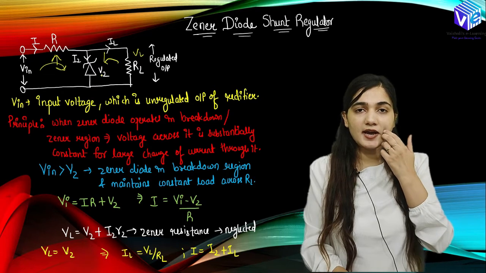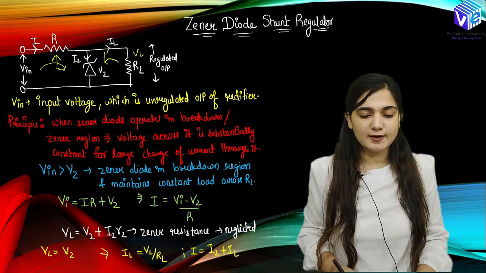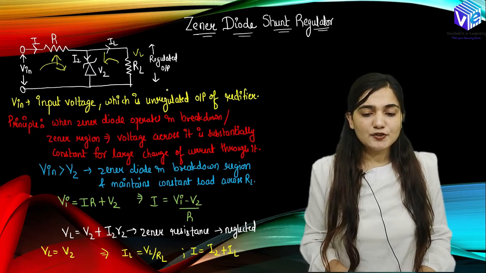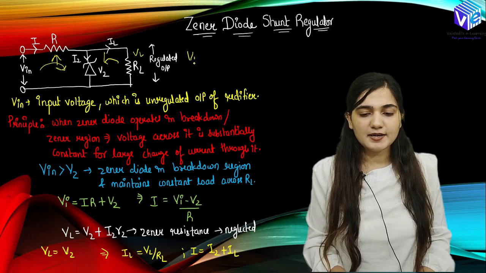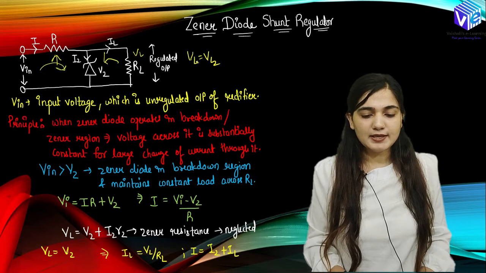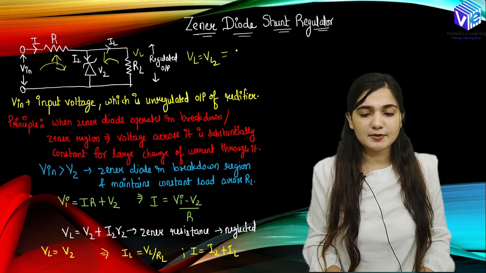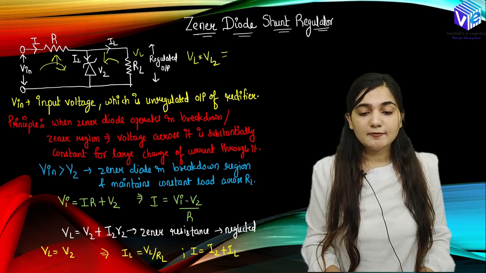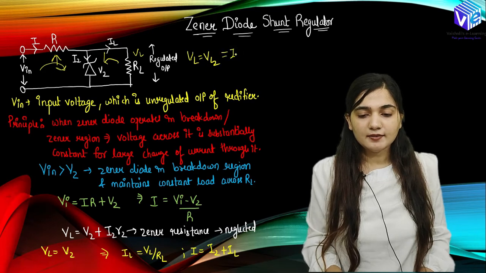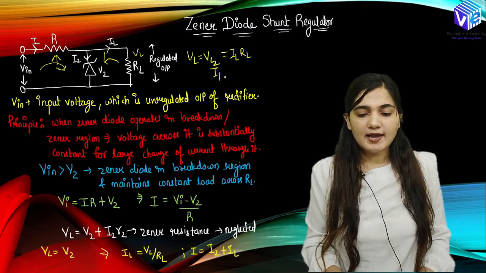Now here I consider RZ to be the Zener resistance, which is very small and can be neglected. So from here I can represent VL to be equal to Vz only, right? So VL is directly equal to Vz, and now what is my VL? VL can be represented with the help of Ohm's law. You can represent VL as IL into RL, which is equal to Vz. So now IL can be represented as Vz upon RL, right?